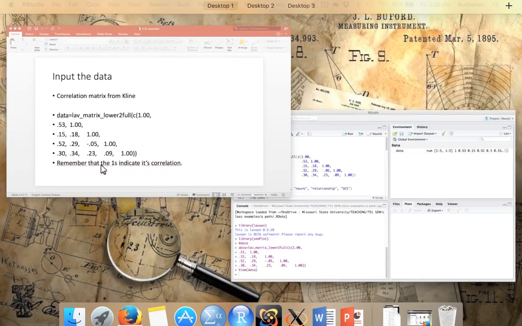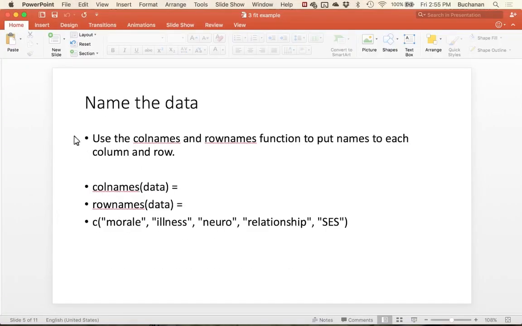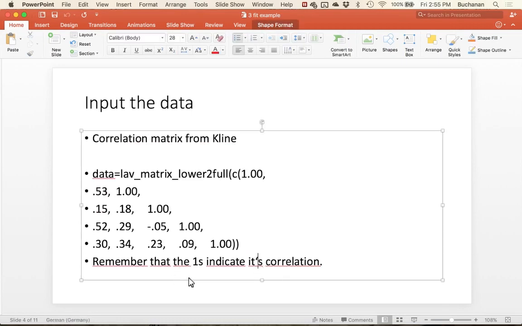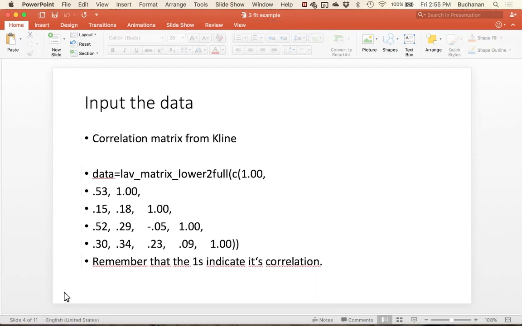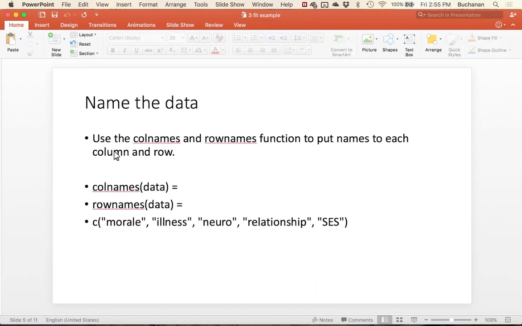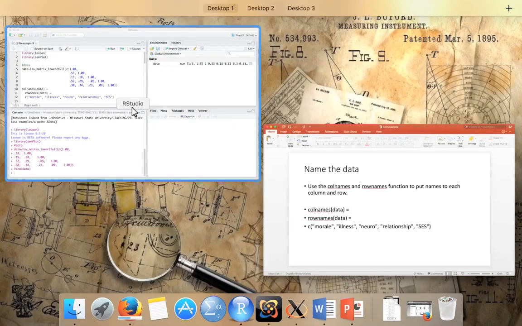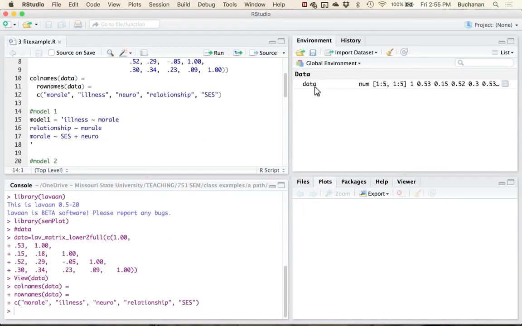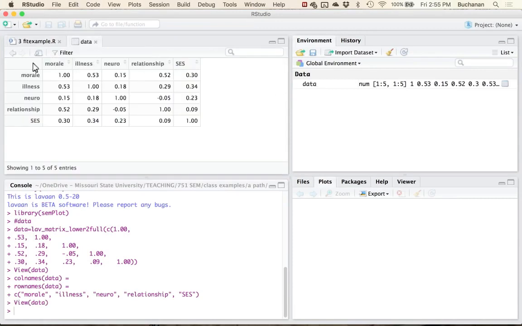So remember, the second thing to do is always the one that indicates that yes, it is a correlation table. Apostrophes are hard today. The next thing you always want to do is name the data. So use column names and row names, and then give each piece a specific name. I just hacked some names together based on what they had told me the data was. Now if I click on data, I've got my 5 columns and 5 rows, and those look correct.